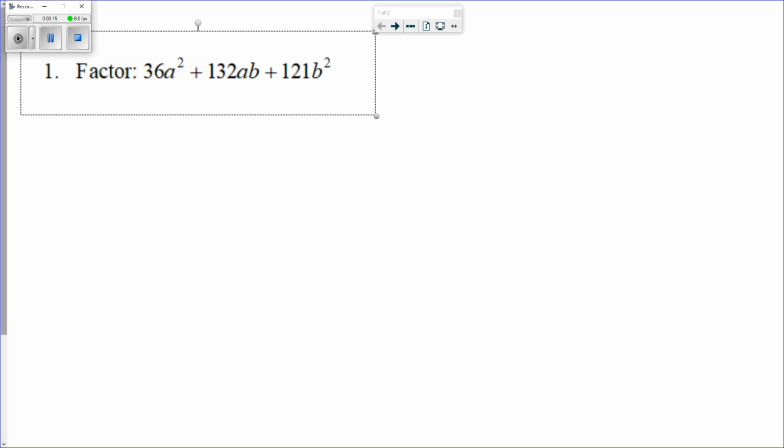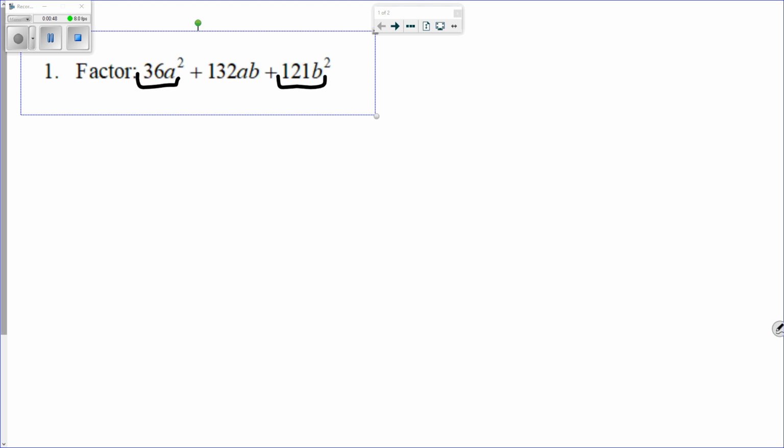So you could factor this one via decomposition, but you're going to end up with some really, really big numbers. So we're going to take a bit of a shortcut, I suppose. It only works in these special cases. We'll talk about that a little bit more once we have our answer. So let's take a look at what we've got here with our first term and our last term.